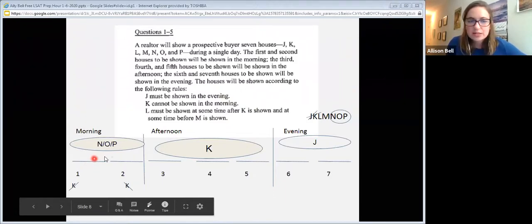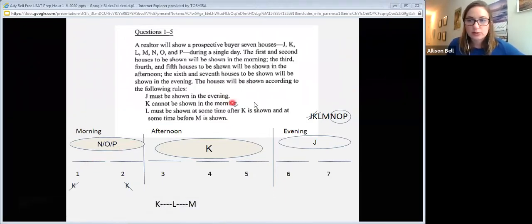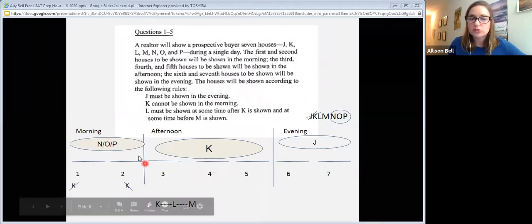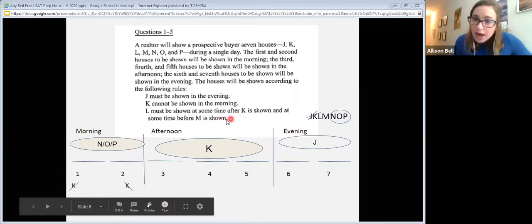There's not that many letters that can go there. So it's worth my time to think about which letters are left to go there. And the 3 letters that still could go in the morning are N, O, and P. So I make a little cloud of mystery and I put N/O/P. 2 of those 3 letters will go here. I'm not sure which ones. This is how I would set up the diagram.